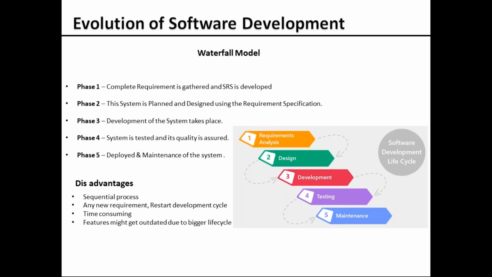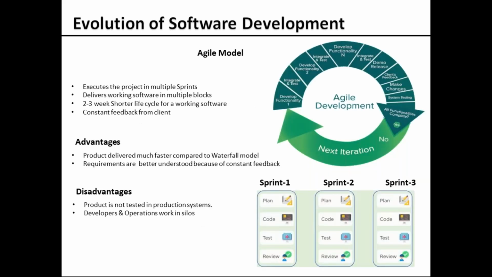So people found out the challenges or disadvantages of this model, and they came up with a new model which addresses most of the challenges or disadvantages of the waterfall model, which is the agile model. This has resolved most of the challenges that came around in the waterfall model, and people started following this model. Let's understand what this model is.